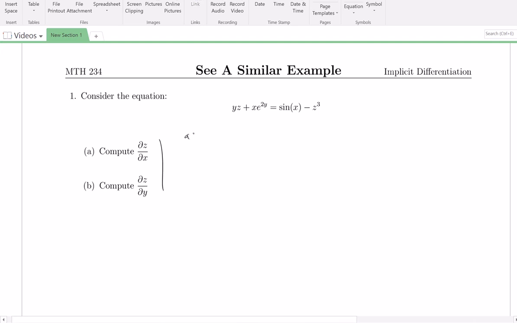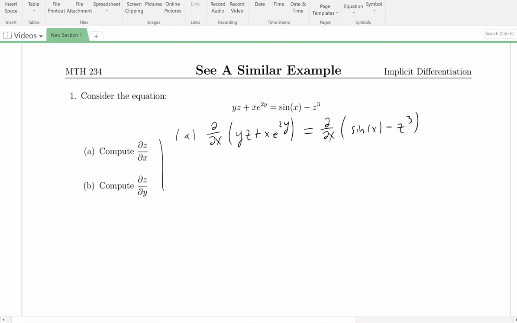So we'll start by just writing what we're going to do. We're going to just take the derivative of both sides of the equation with respect to x. So I'm just going to take the partial derivative with respect to x of the whole thing. Okay, so let's do it.